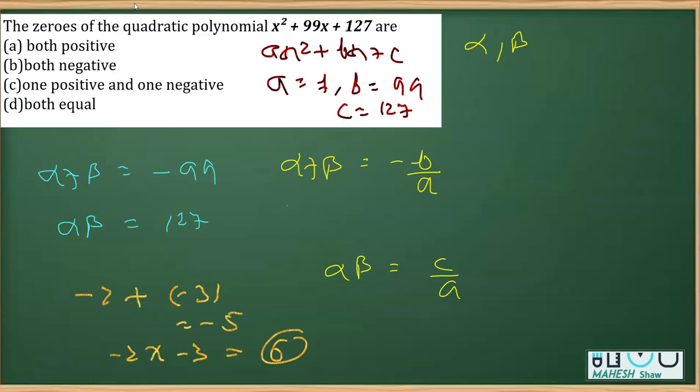And that is the reason we should say that since the sum is negative and the product is positive, then both have to be negative. So this should be the correct answer.